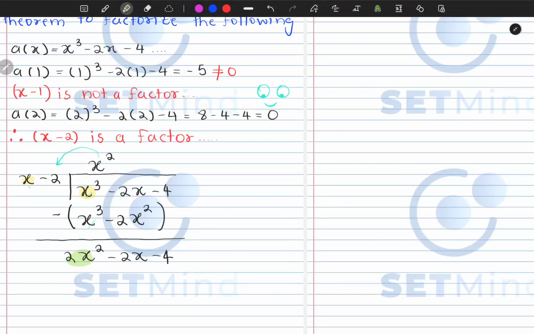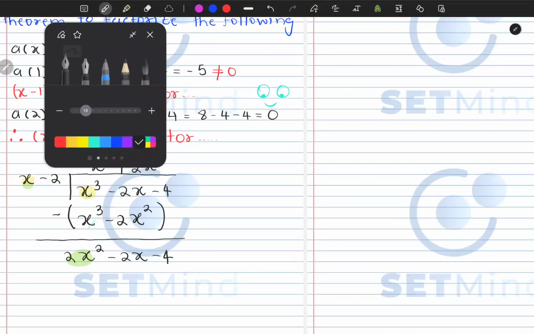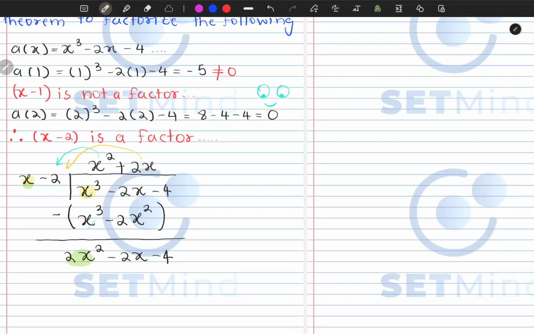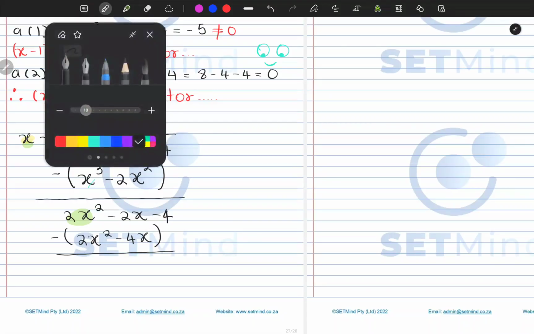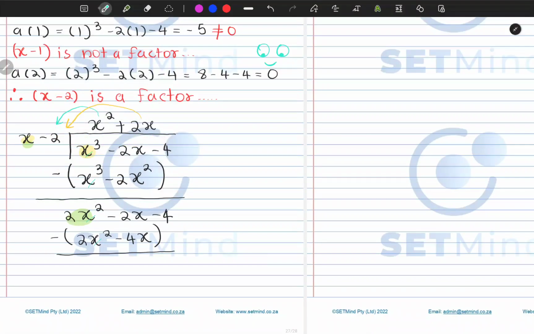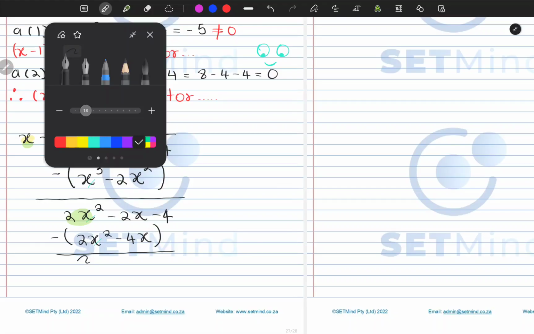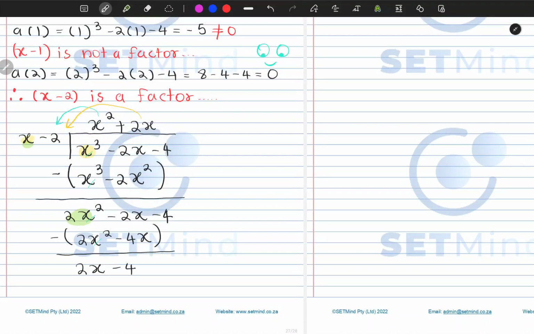Then let's go ahead and do this one now. So you have 2x squared divided by x. That will give us 2x. So we'll take that 2x and multiply by it there. So we'll have minus 2x squared, minus 4x. Then let's take the difference. When we take the difference, you will see that the two terms cancel. And then the other one will be minus minus, which is positive. So we'll have 2x minus 4.